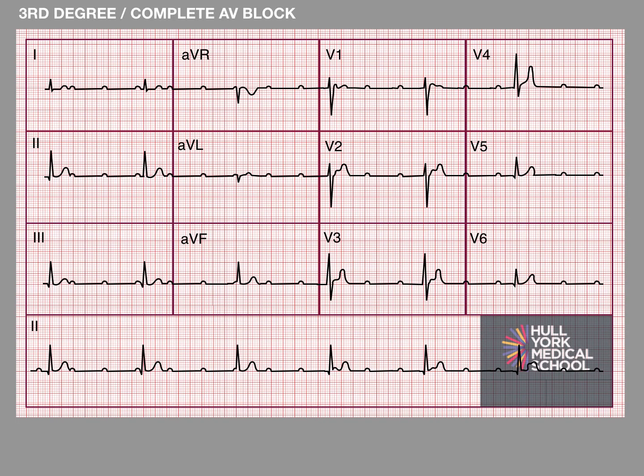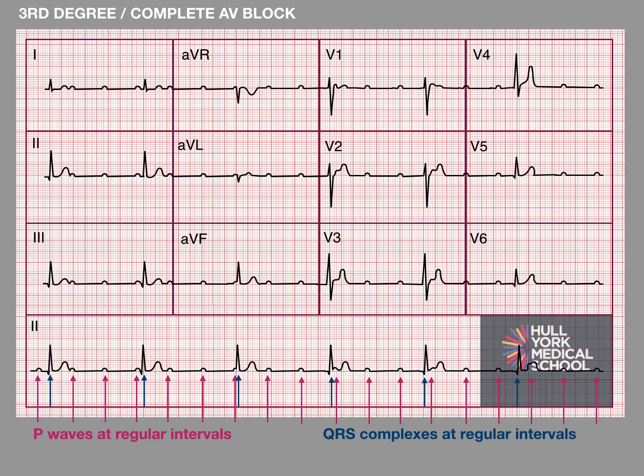On an ECG, you can usually see P waves and QRS waves, but there is no consistent relationship between those P waves and QRS waves. As the SA node continues to fire regularly, you will see P waves marching on through at regular intervals. Here you can also see QRS complexes marching on through at their own slower rate. However, there is no consistent relationship between the P waves and the QRS complexes.